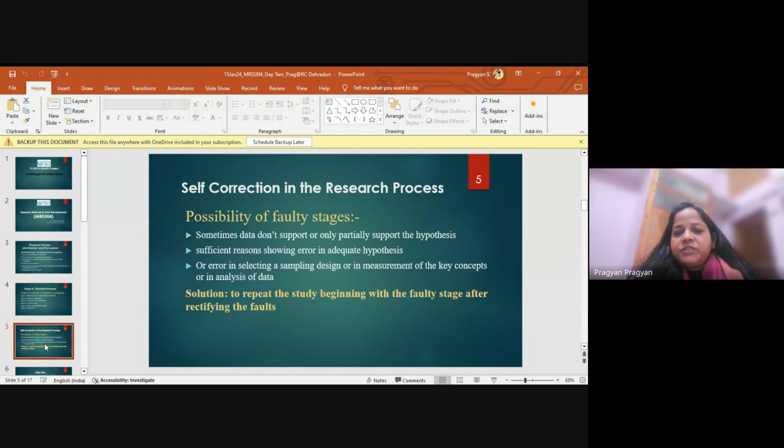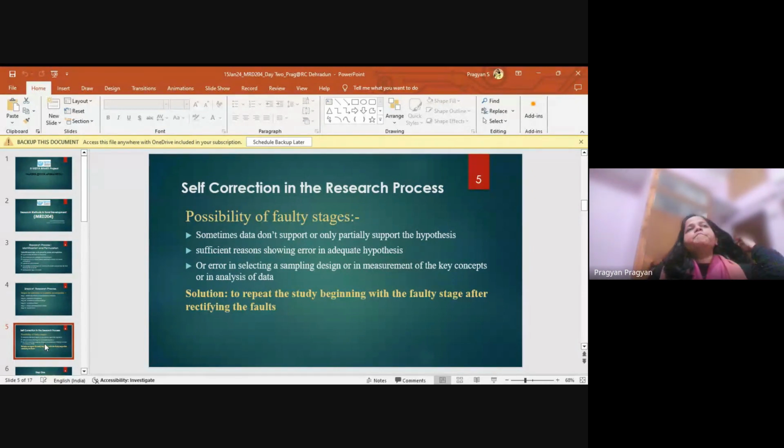Second, sufficient reasons showing error in the hypothesis. Third, error in selecting a sampling design or in measurement of the key concepts or in analysis of data. Then what is the solution? Solution is to restart your study, again going back to that particular faulty stage, and after rectifying, you have to complete your research.